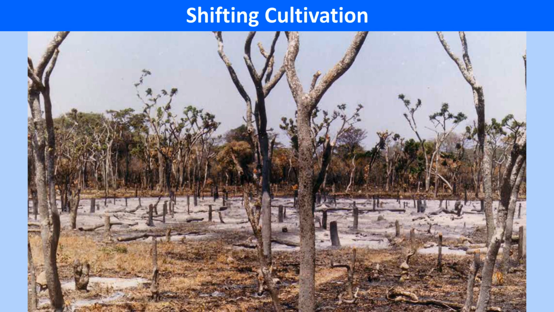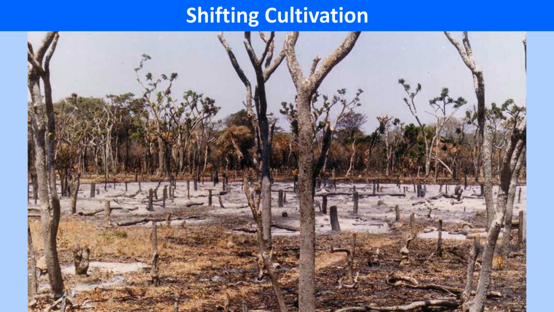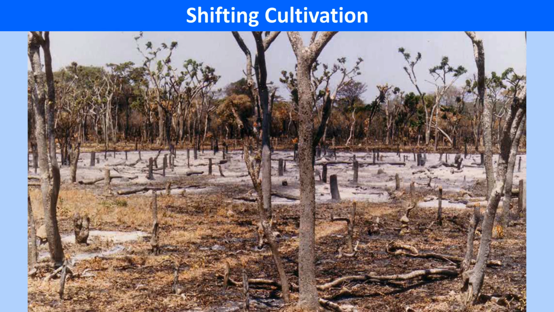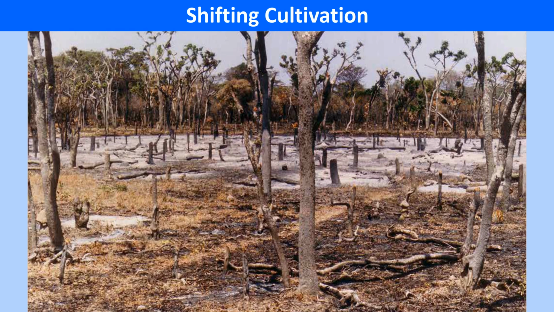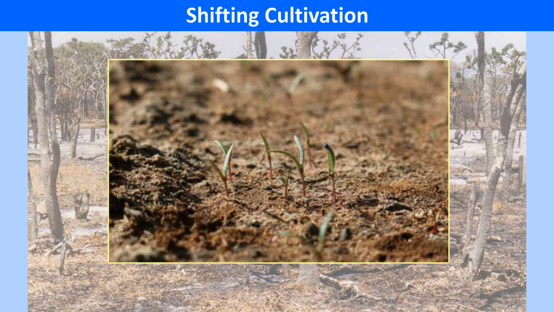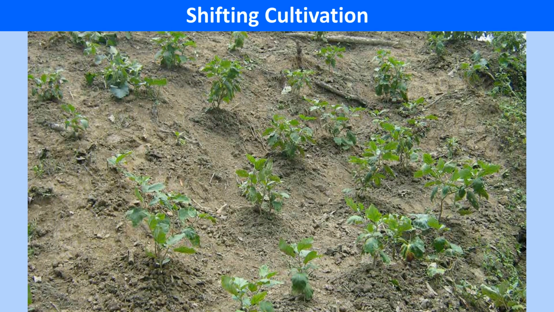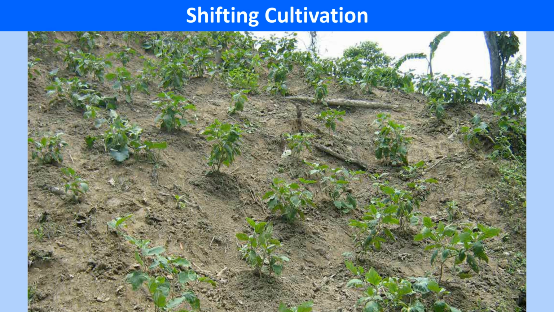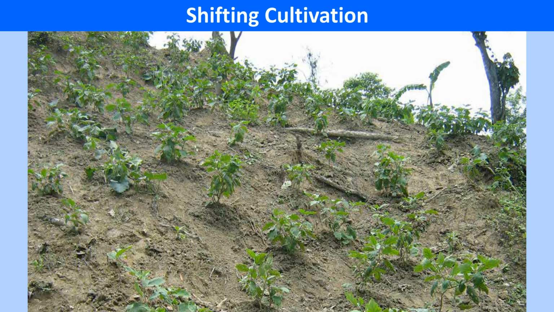Each time a spot of virgin forest is selected as it is more productive. Trees and bushes are cleared by slashing and the remaining vegetation is burnt. The ashes add potash to the soil. Then the seeds are sown after the rains. Plots are small, scattered patches of tilled land surrounded by broad stretches of forest and grassland.